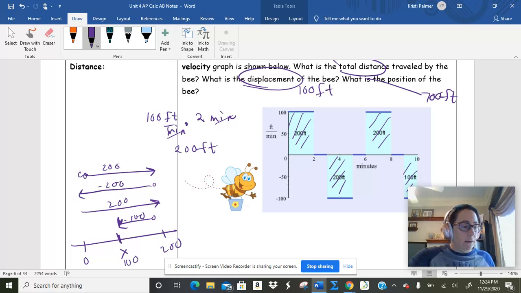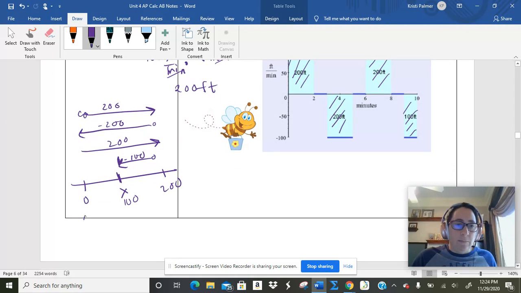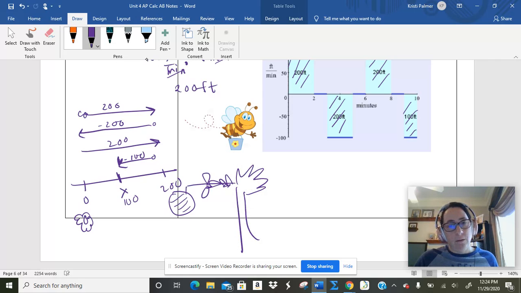So the position of the bee here, if this is my flower, and here's my beehive, hanging from the tree. Oh, that's a horrible tree. Okay, so here's my beehive. He is 100 feet away from the beehive, right? So his position here is either 100 feet closer to the hive, or you could say he's 100 feet out from the flower. However you want to say it, you have some wiggle room there. That would be where his position is.